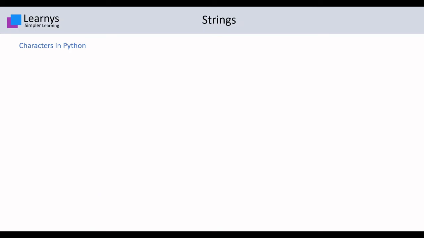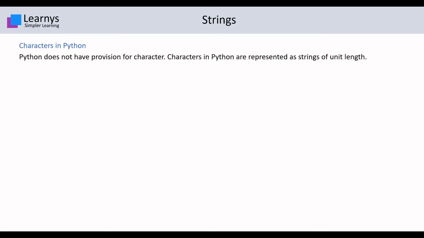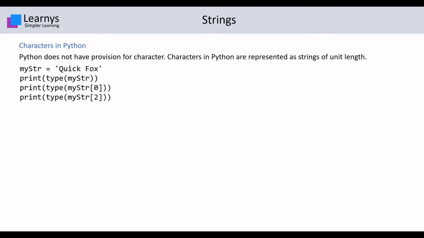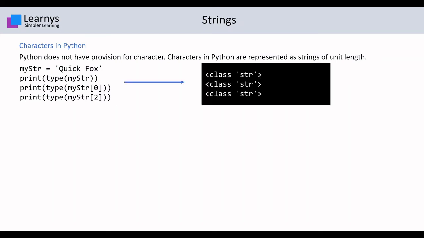Characters in Python. In Python, there is no provision for a character. A character is nothing but a one length string. So if we try to print the type of mystr over here, it will be class str. Even if we try to print the type of individual alphabets, that is mystr at 0 or 1 or 2, it's going to give class str only.